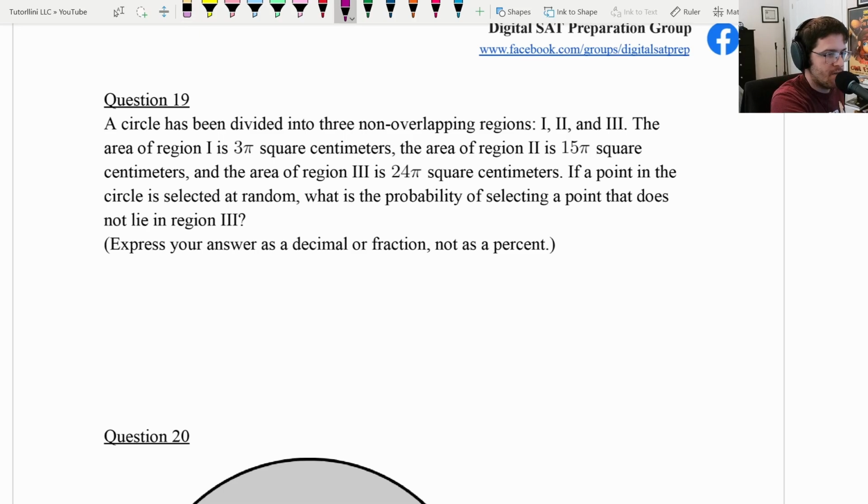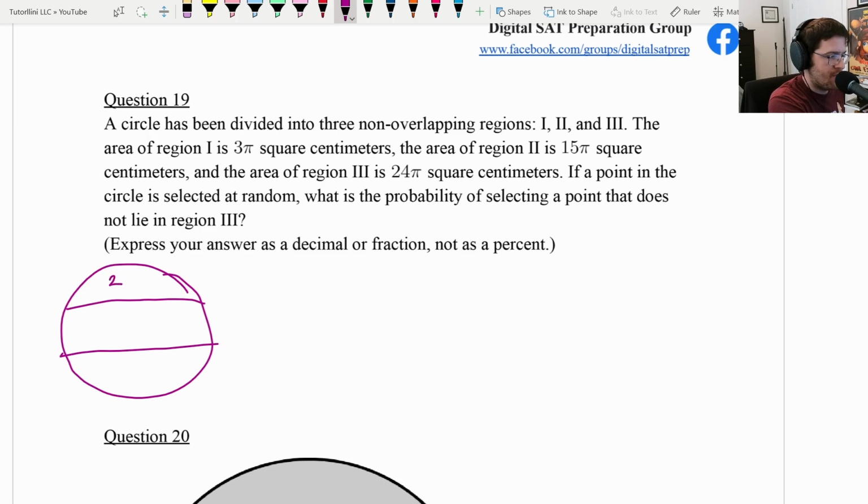Okay, question 19. So we've got a circle. It says 3 non-overlapping regions. I don't know, maybe that looks something like this. I didn't really do a good job drawing it to scale, but region 1, that's 3 pi. Region 2, that's 15 pi. And then region 3 is 24 pi. So first things first, we should probably find the total area of the figure. So the total area is all those added up. So 3 plus 15 plus 24, that's 42 pi.